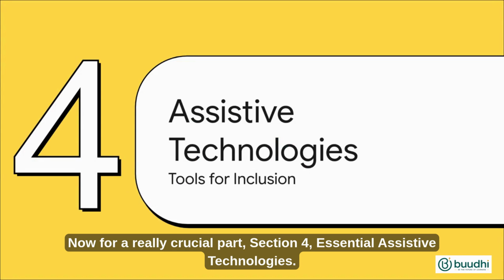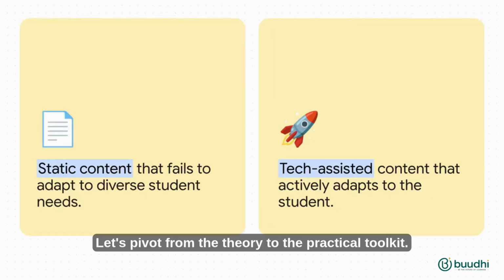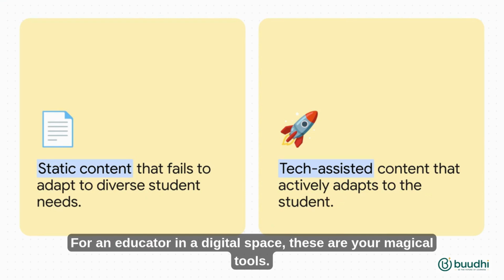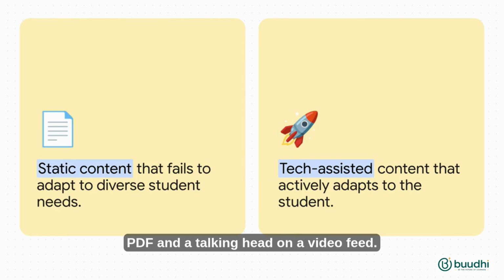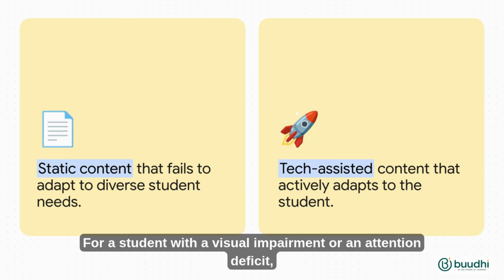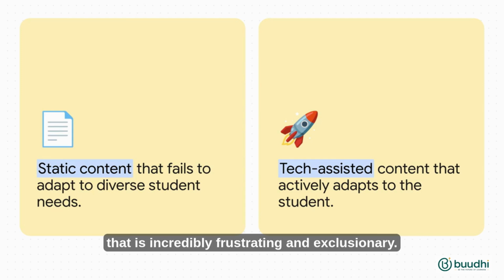Now for a really crucial part, Section 4. Essential assistive technologies. Let's pivot from the theory to the practical toolkit. For an educator in a digital space, these are your magical tools, and this brilliantly illustrates the difference they make. Think about a traditional digital lesson, maybe just a static PDF and a talking head on a video feed. For a student with a visual impairment or an attention deficit, that is incredibly frustrating and exclusionary.